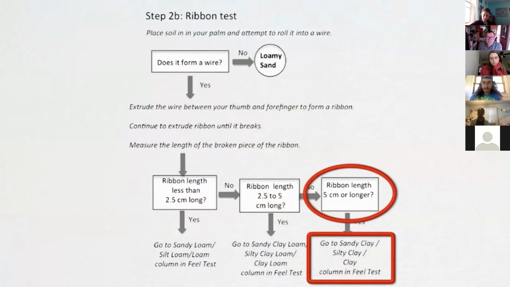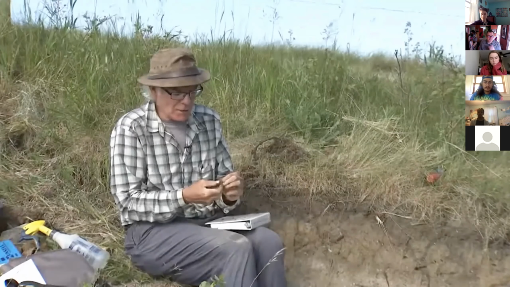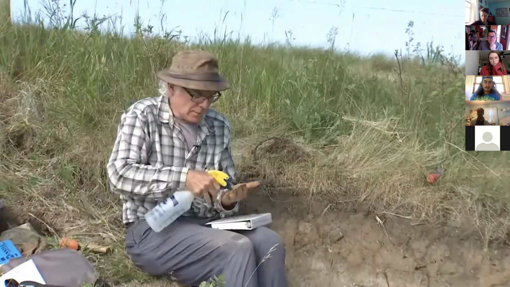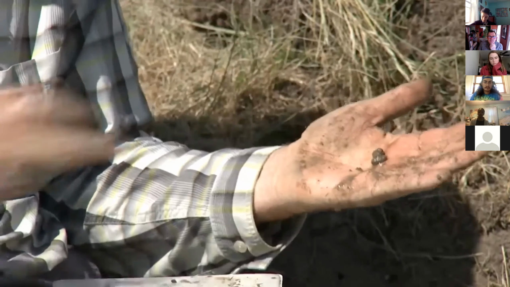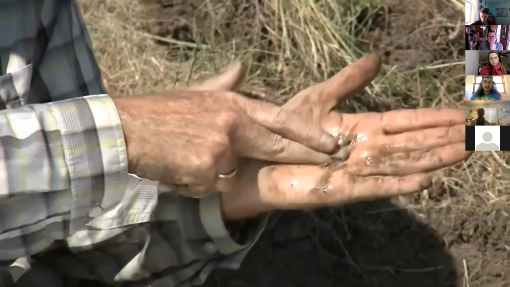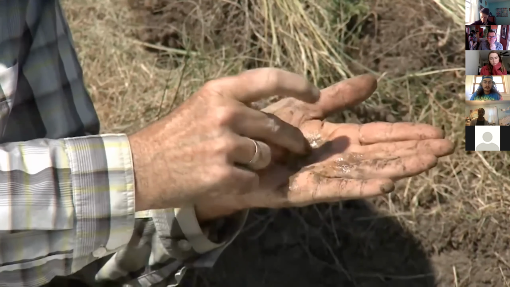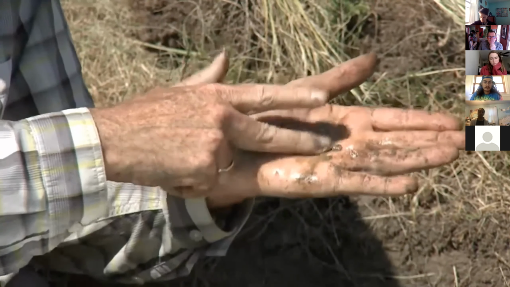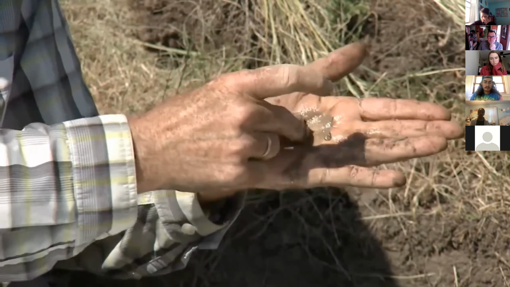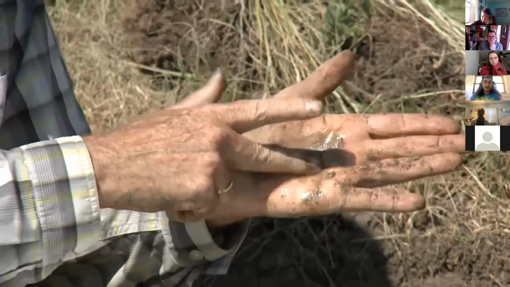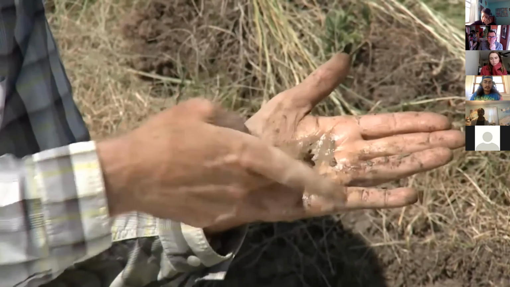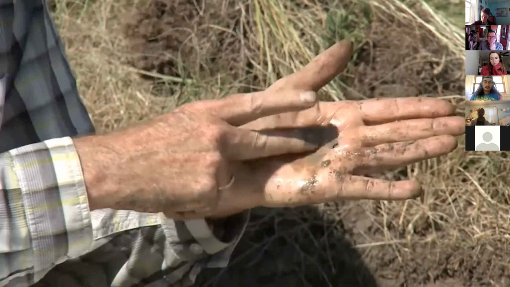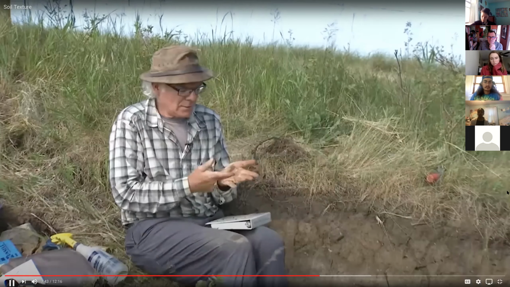So I want to clean off the middle of my hand, put a small amount in there for the field test, saturate it, and feel. Remember, I'm feeling for, is it gritty, is it smooth, or is it neither gritty or smooth? And once again, I'm feeling lots of grit in here. So I'm going to say it's very gritty, and that would be a sandy clay.